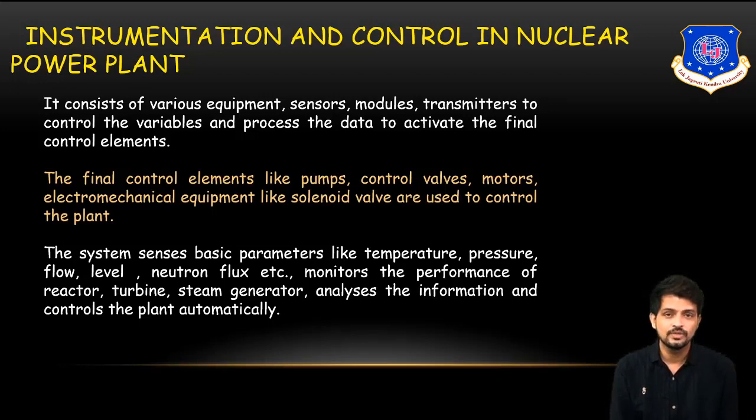And then I have written some parameters that we have to control the whole nuclear power plant with the help of instrumentation. Which are the parameters? The parameters are temperature, pressure, flow, level, neutron flux. These are some parameters that will monitor the performance of the reactor, the turbine, steam generator, and analyze the information and control the plant automatically. Our main purpose is to control the plant automatically. So these are the control parameters that will be used, and along with the parameters we have to also use the control elements. So this is about the basics of the instrumentation.